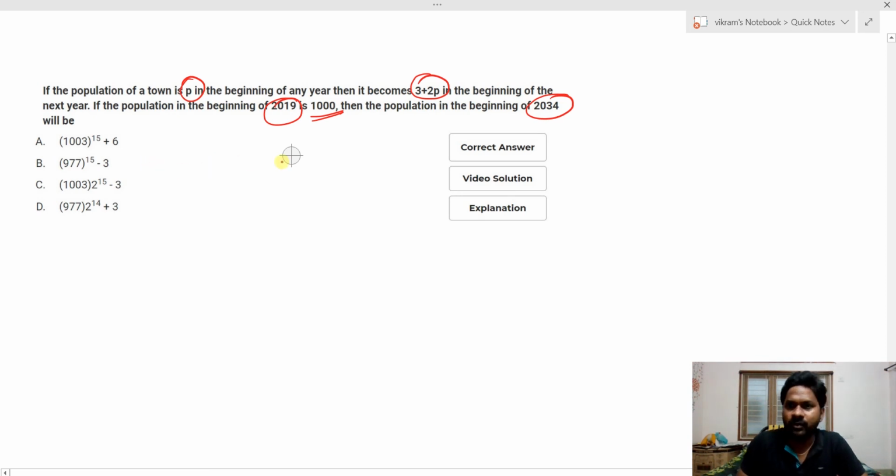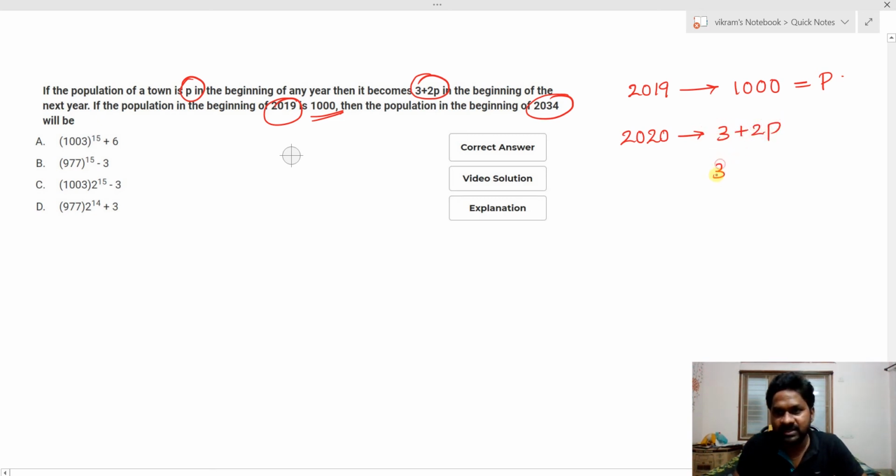Now look at 2019. The population is 1000 at the start of the year, this will be P. And for the next year, 2020, the population will be 3 plus 2p, that means 3 plus 2 times 1000, which is 2000 plus 3, 2003.